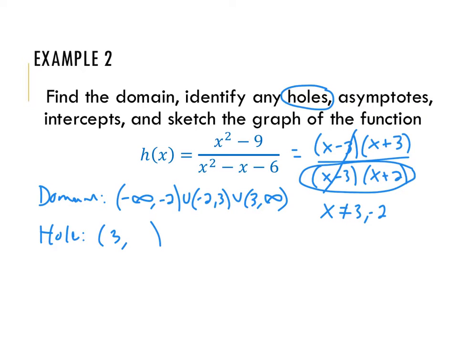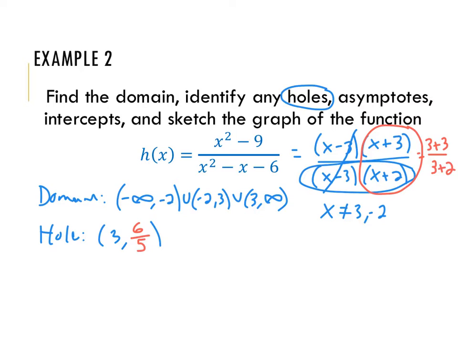To find the specific point, we need to find the output when x is 3. If you notice the simplified form, which is x plus 3 over x plus 2, if we sub in x equals 3 for x, we get 3 plus 3 over 3 plus 2. In this case, that becomes 6 over 5. So the hole is exactly at 3, 6 over 5. This is going to help us slightly to sketch the function.